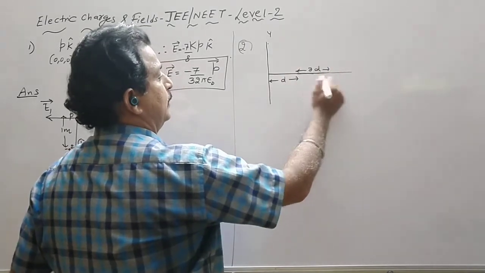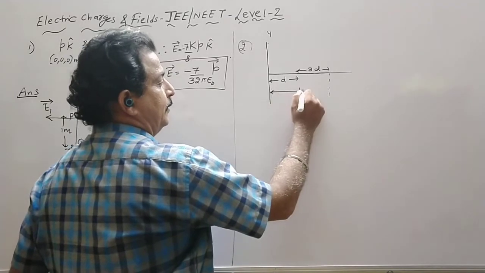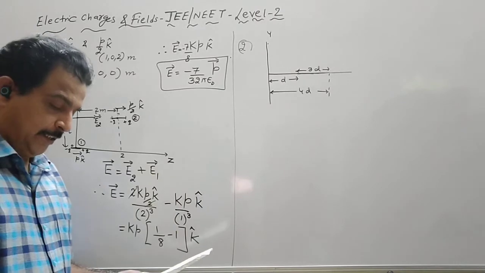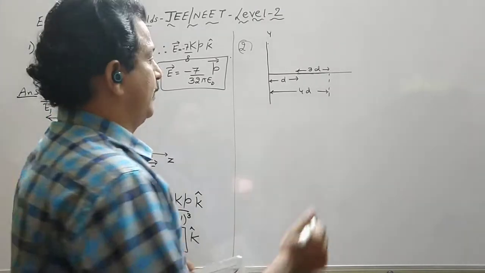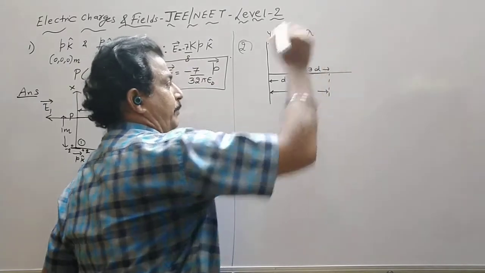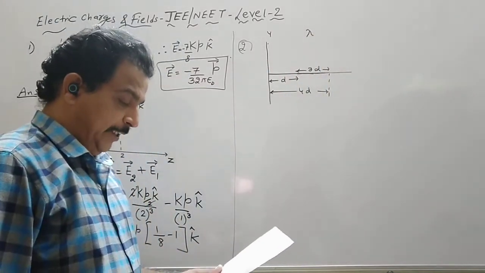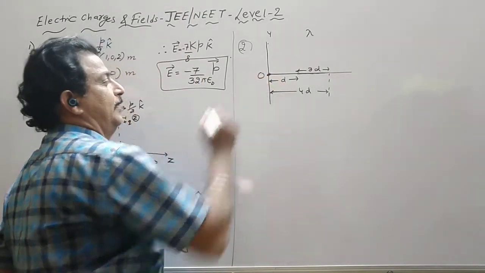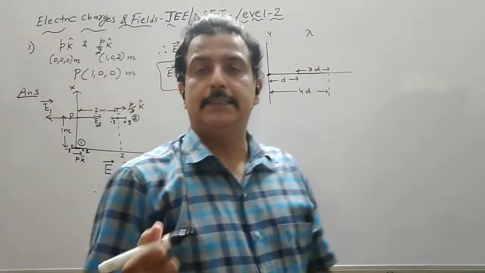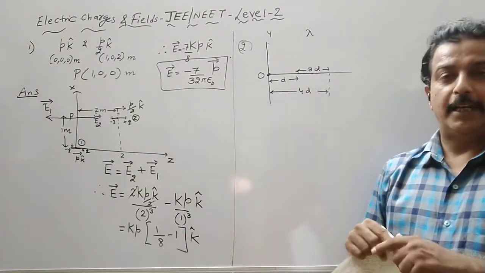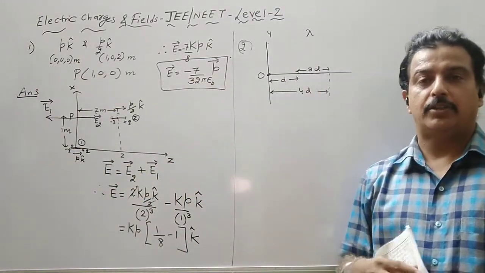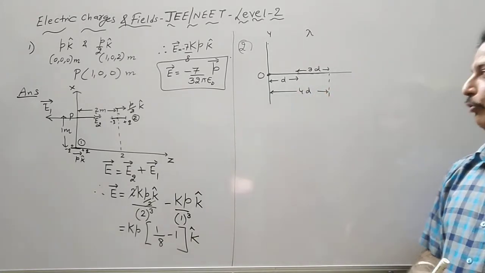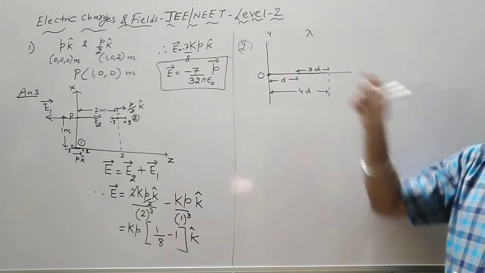So this is 4d. The line carries a uniform linear charge density lambda. So the density is lambda. Find the electric field intensity at the origin. You have to find the intensity at the origin. Now this is an example of linear charge distribution, so this is a linear charge density. You have to find the intensity at point O.